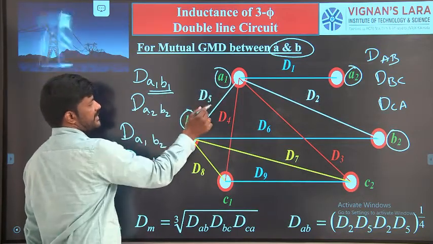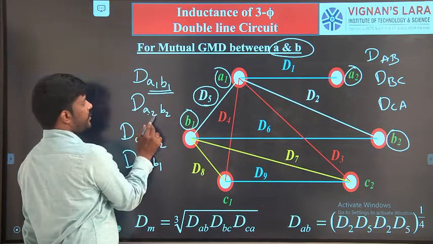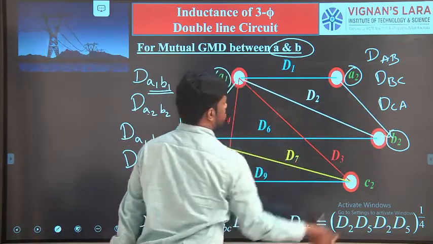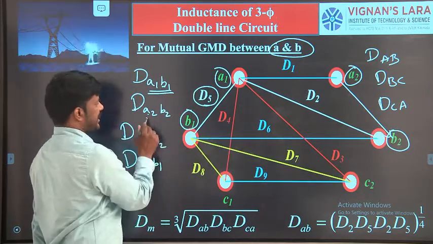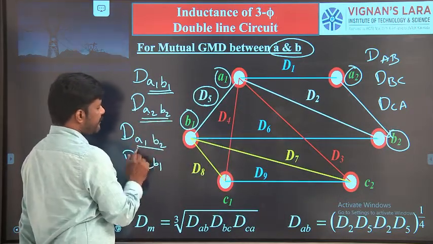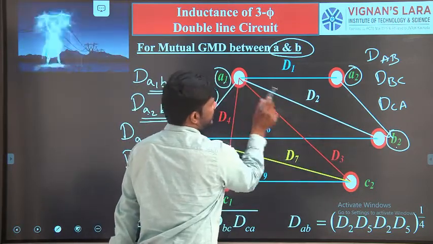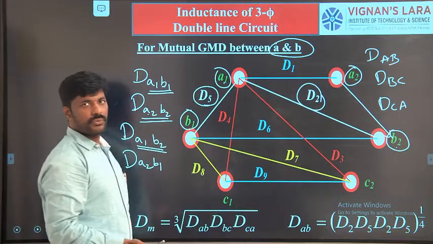A1, B1 distance is D5. A2, B2 distance is also D5, but not shown here because it is the same distance. Next, this is D5. A1, B2: this is A1 and this is B2. The distance between them is D5.